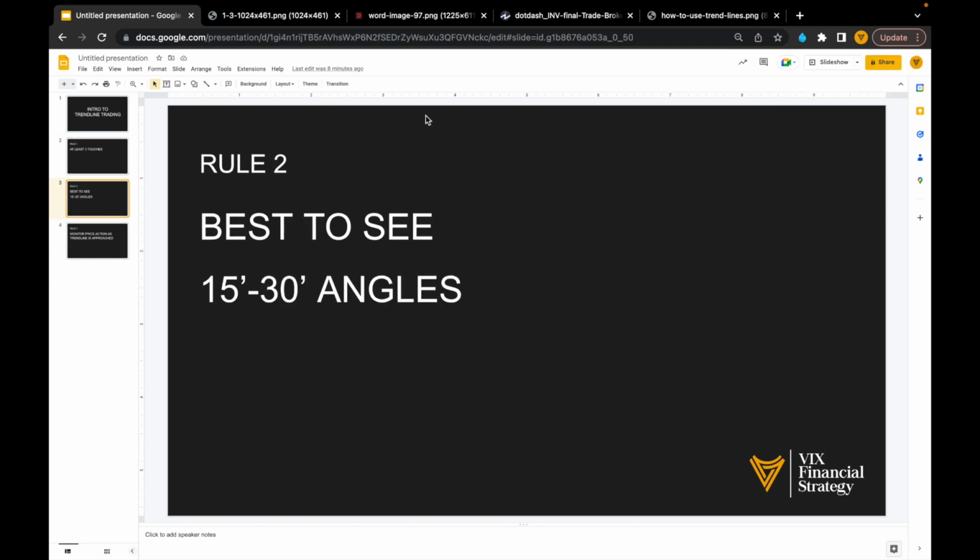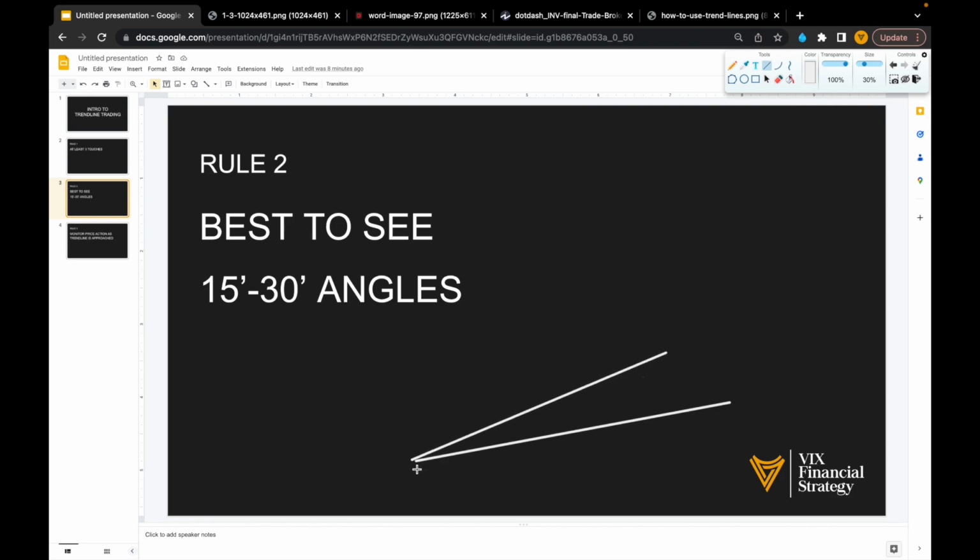Rule number 2, we need to see our trend lines at degrees of 15 to 30 degrees. So if I draw a 15-degree trend line right here, and this is a 30-degree angle, we do not want to see steep trend lines that range from like 45 degrees and higher. Why is that? They are going to get broken through a lot more frequently than these lower angles. That's just what I've seen, and that's what other traders are looking for as well.